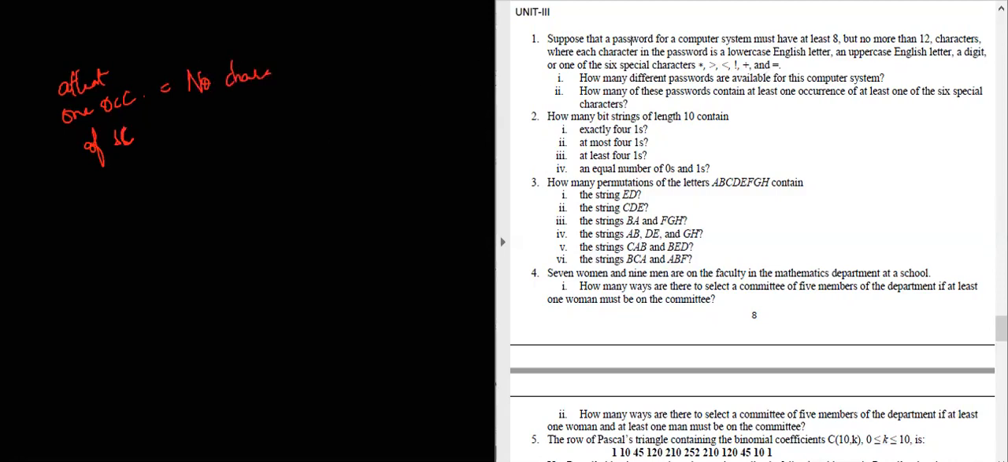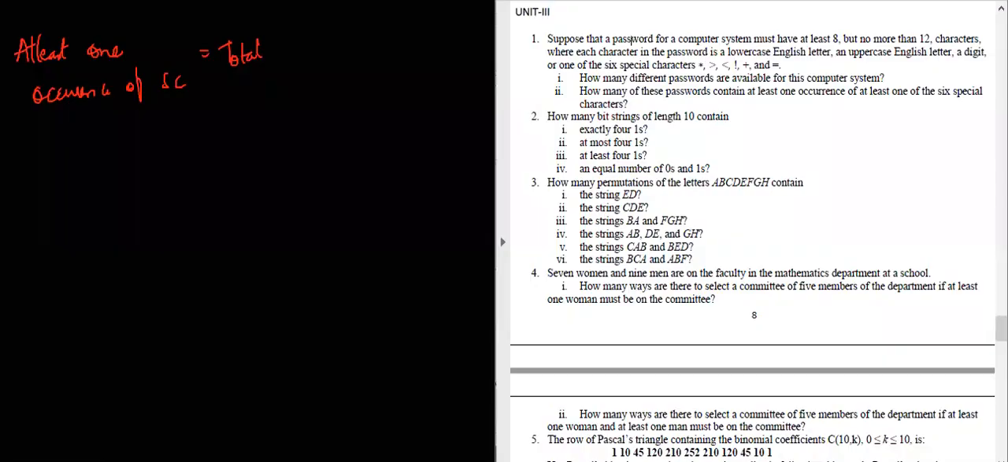We first find this in the following way. At least one occurrence of special characters can be found by total passwords minus no special characters. So what will happen in this case? If we remove all the passwords which have no special characters at all from the total passwords, then obviously we will get this value.